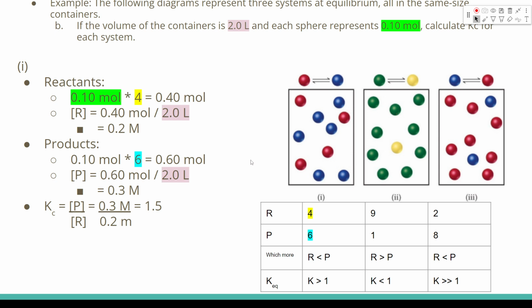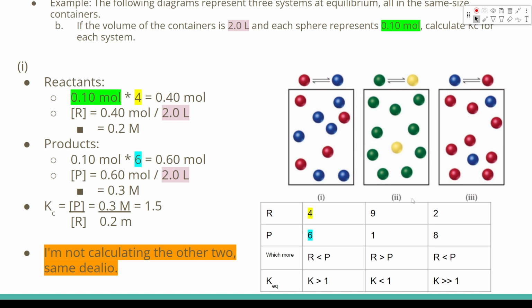Cool. Now, I personally am not going to go through scenario 2 and 3, because it's the same thing. It's easy. Easy math. You got it, okay?